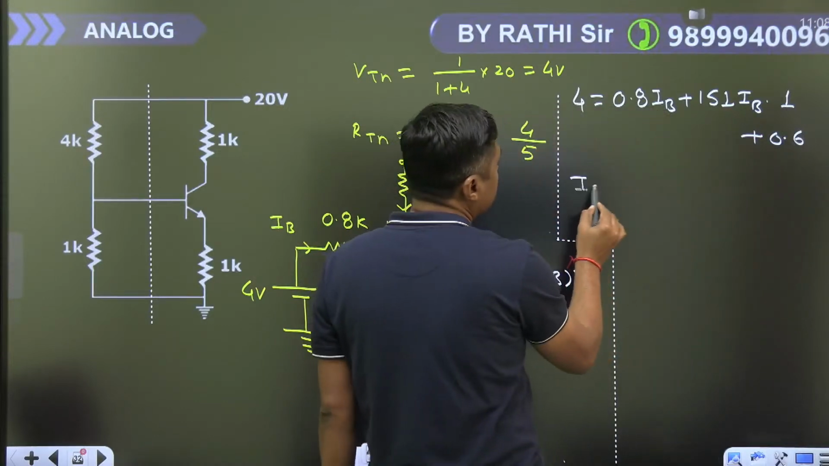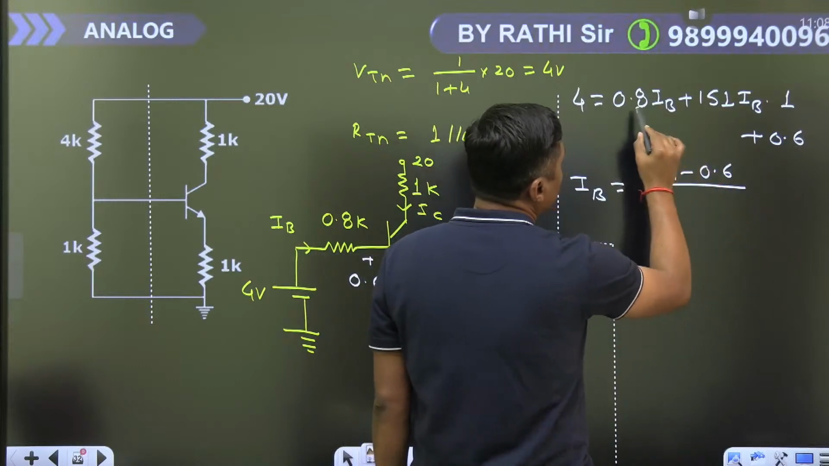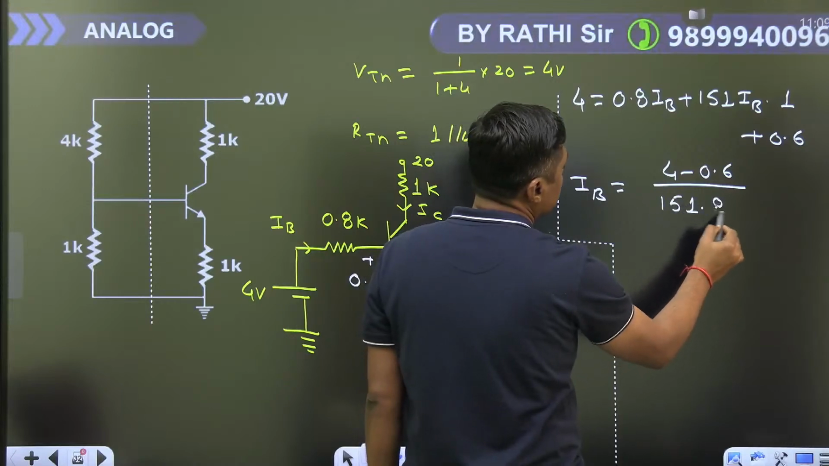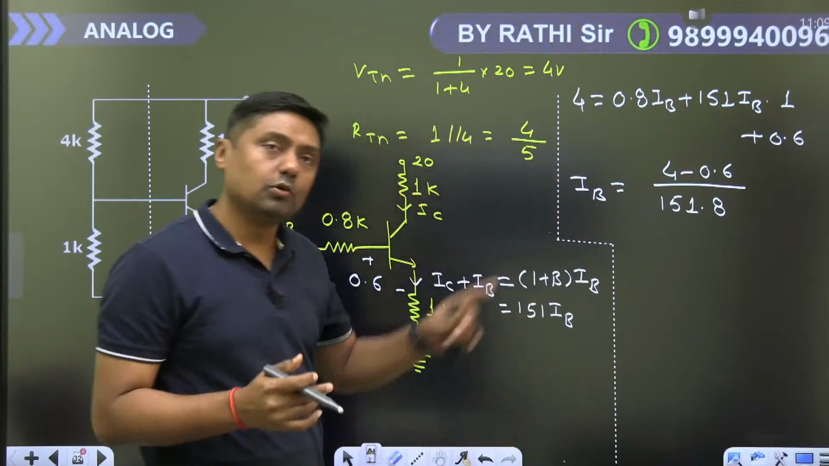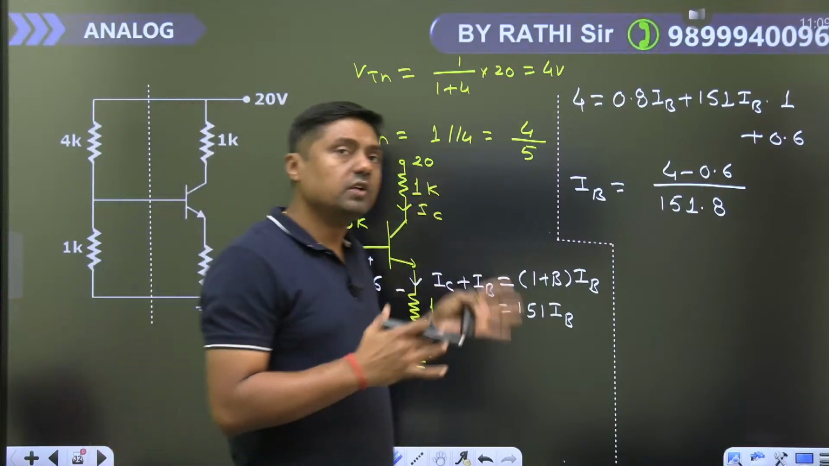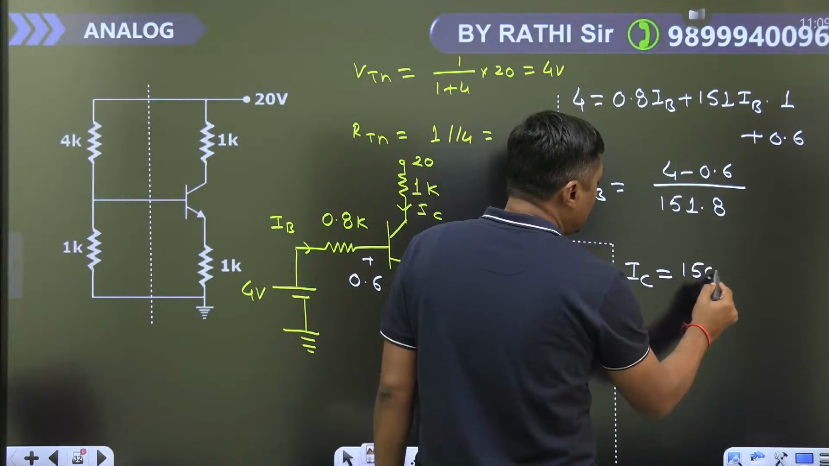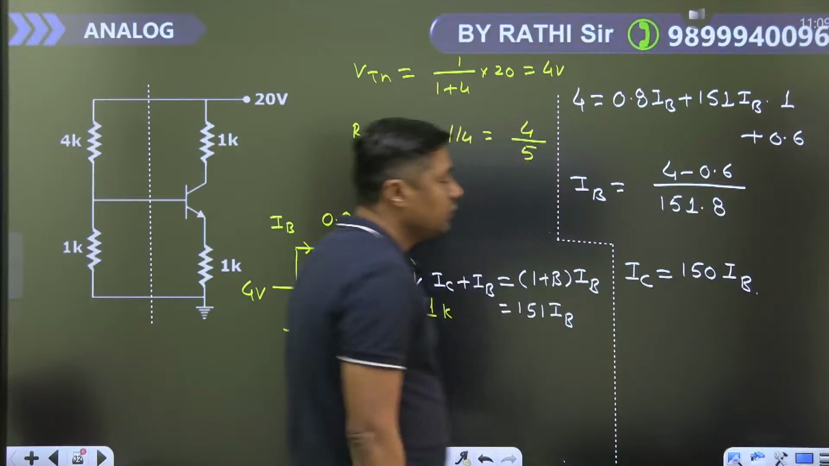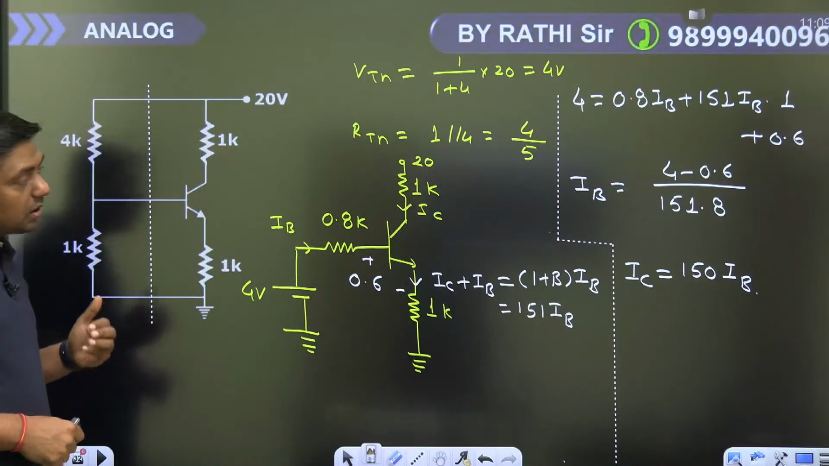So what is the IB? 4 minus 0.6 upon 151.8. Now you can find the value of IB. Calculate it and give me the answer. Now once you have the IB, you can find the IC. What is the IC? It is equal to 150, beta times IB.